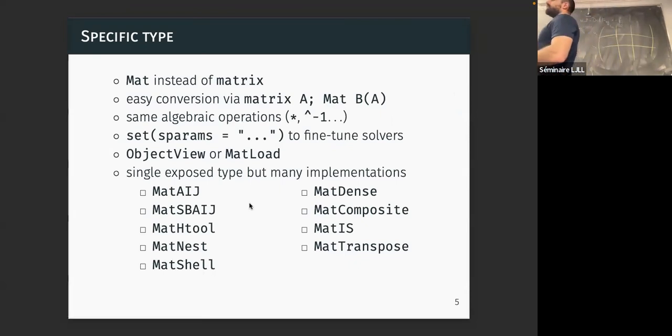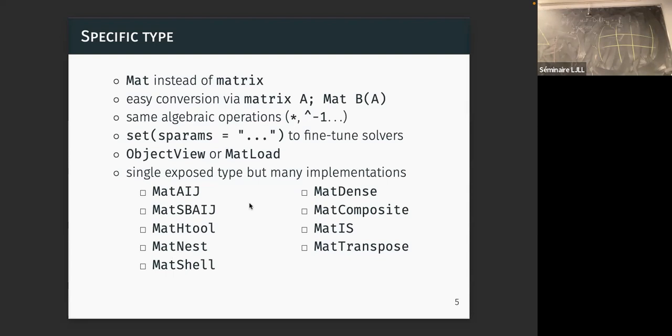So in FreeFEM, there is a single type inside the script, which is the Mat. But what you have to understand is that under the hood, we have access to a variety of PETSc implementations. So the default type is MatAIJ, which is for sparse matrices. Then we have also access to SBAIJ, which is for symmetric matrices. We have access to MatH2 for hierarchical matrices. We have access to MatNest for matrices defined by blocks. MatShell, which is for matrix-free operators, where the user defines their own matrix-vector product within the FreeFEM script.